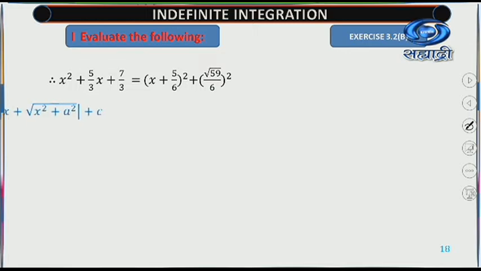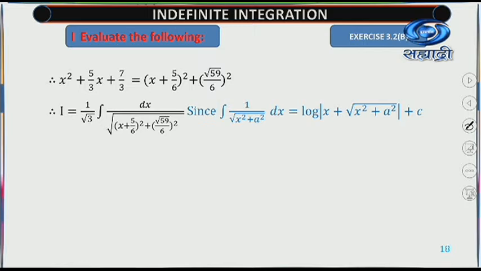Now substitute in your integration sign. That is 1 upon root 3 integral dx upon root of x plus 5 upon 6 square plus root 59 upon 6 bracket square. As usual, you know this formula. We have used this formula: the integral of 1 upon root of x square plus a square dx is log of mod of x plus root of x square plus a square plus constant of integration. So we are using it here.